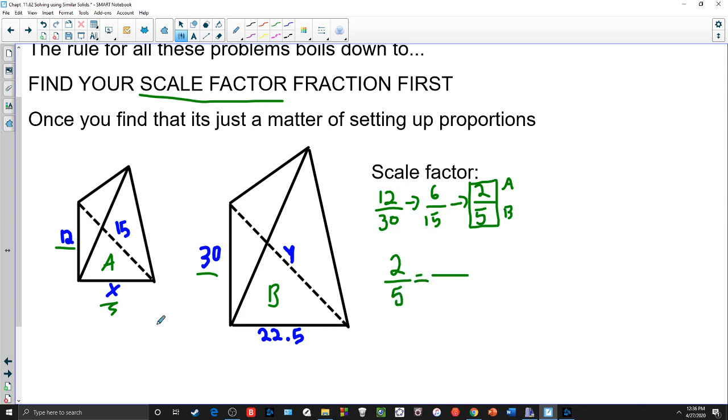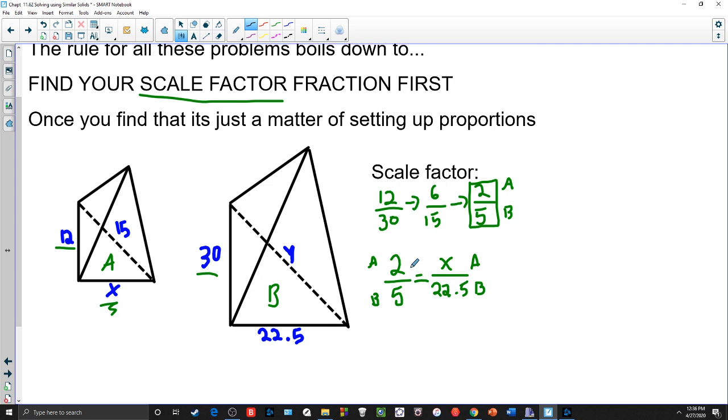And then I'm going to figure out, okay, what number over here would pair with x? Well, x is this bottom line here. 22.5 would be the bottom line there. Those would be the two that get paired. So again, this is A over B. So this also has to be A over B. So that'd be x, which is part of the A shape, over 22.5, which is part of the B shape.